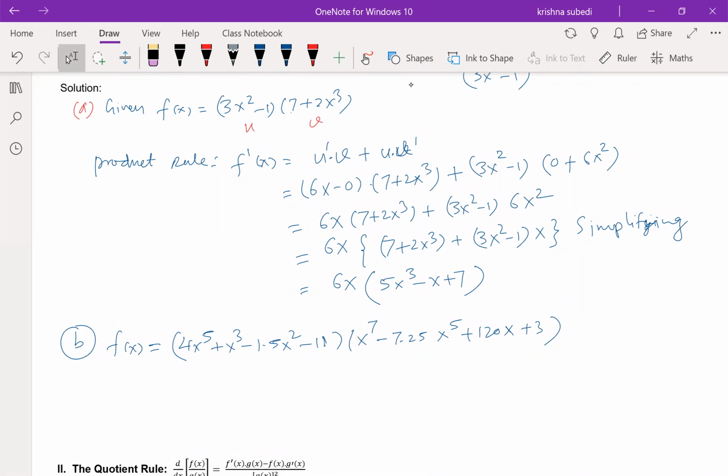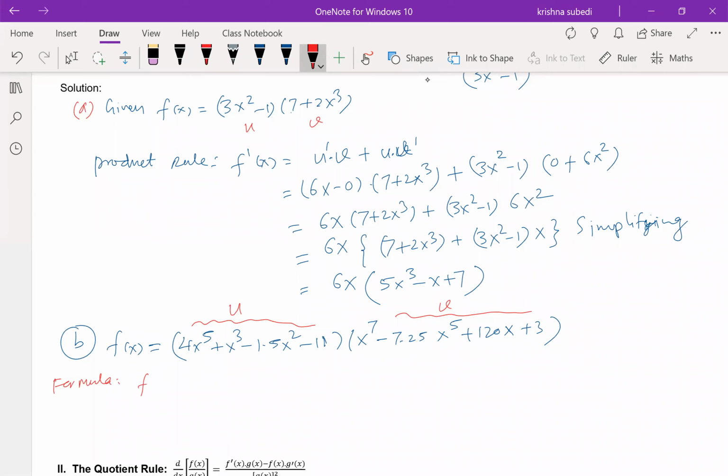Okay guys, now we know the formula. As you can see, consider the whole first term as u, and the whole second term as v. This first factor, let us denote by u, and the second factor, let us denote by v. Now we know the formula. Clearly we have to use the product rule here.